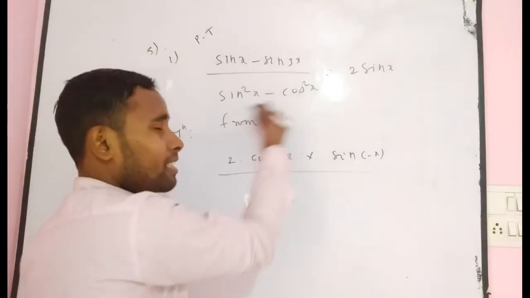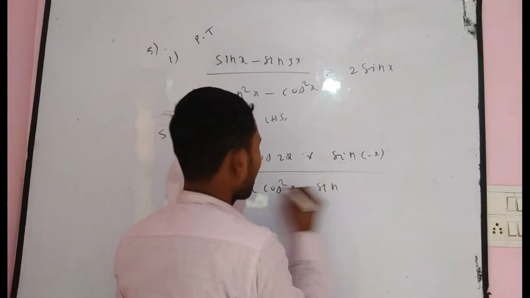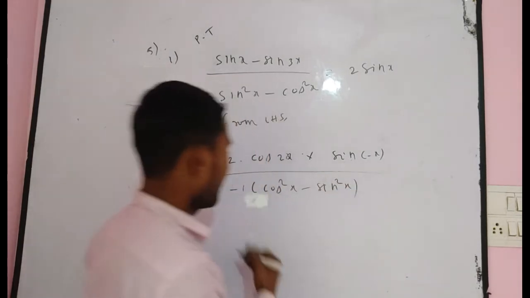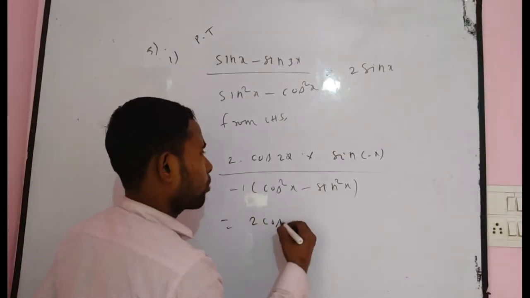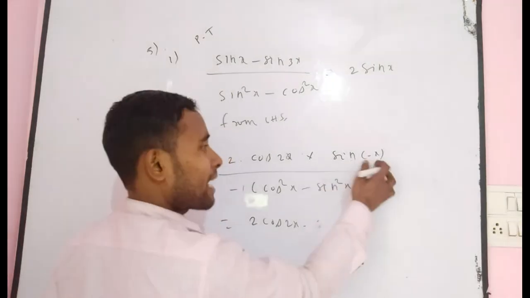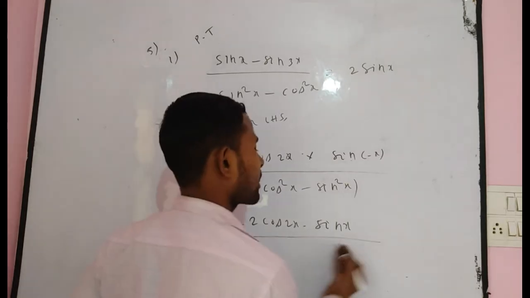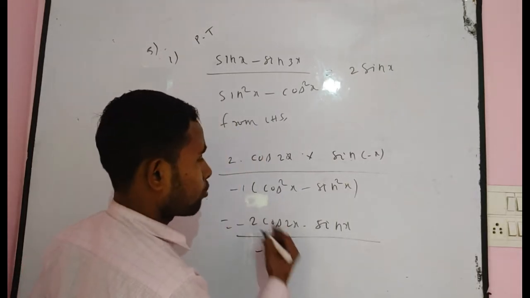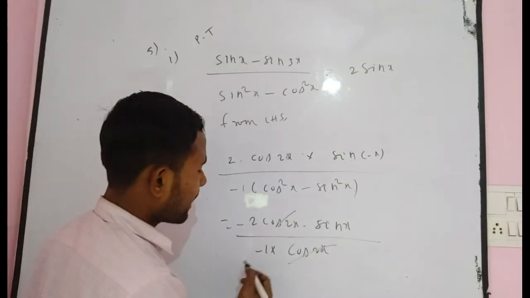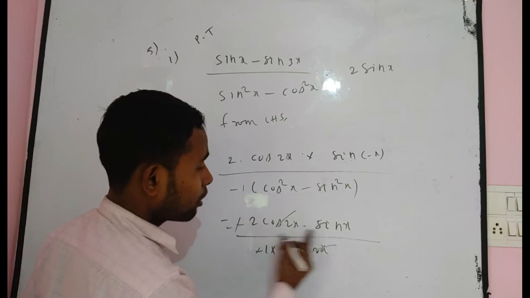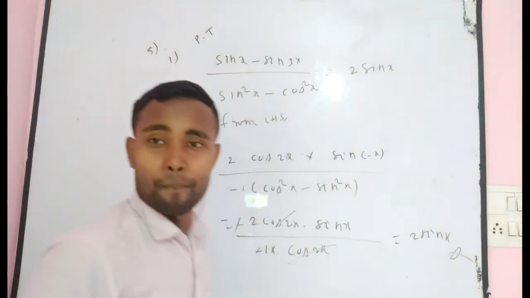After taking minus common in this expression, what do you get? Minus, cos square x minus sin square x. Can you write? Here I have taken common minus 1. In the numerator you get 2 cos 2x into sin of minus x, and sin of minus theta is equal to minus sin theta. So you can write minus 2 cos 2x divided by sin x, and the denominator becomes minus 1 into cos square x minus sin square x, which is cos 2x. Here cos 2x and cos 2x cancel, and minus minus also cancel. Finally you get 2 sin x. I think it is a very easy problem for you.